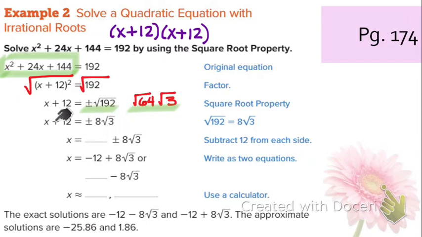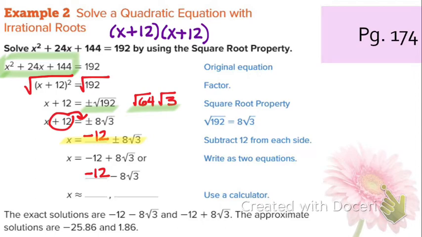So the last step is going to be, because we didn't get a whole number, to just subtract this 12. When you subtract the 12, this 12 moves to the other side. It becomes negative 12. So you can actually leave it just like this and say x equals negative 12 plus or minus 8 root 3. Or you can break it apart and write it as 2 separate answers. So your first answer would be negative 12 plus 8 root 3 or negative 12 minus 8 root 3.